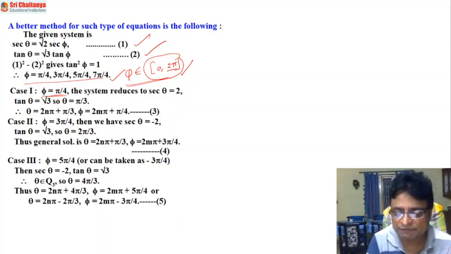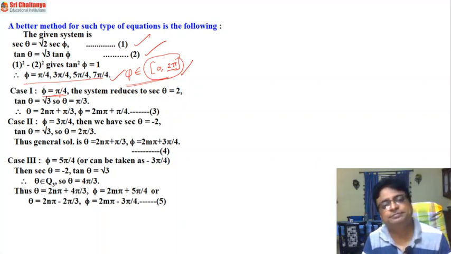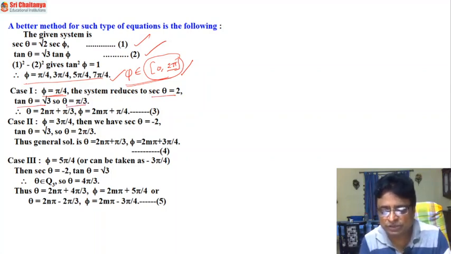What to do now? Case 1. If phi equal to pi by 4, then what is my secant theta? 2. What is my tan theta? That is equal to root 3. That is theta is equal to pi by 3. So theta equal to pi by 3. See here, secant theta is equal to 2 and tan theta is equal to root 3. Means what? Both are positive.